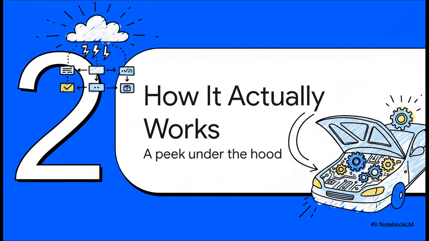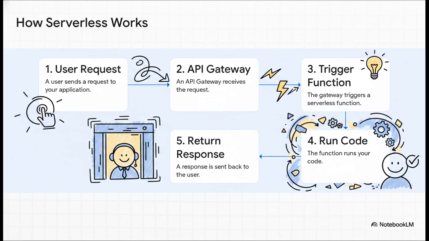Okay, so if we're not managing the servers, what is actually going on when a user clicks a button in your app? Let's move on and take a quick peek under the hood. It's actually a pretty simple and elegant flow. It all starts with the user sending a request. That request hits something called an API gateway. You can think of it like a digital receptionist. Its job is to figure out what to do with the request. It then triggers your specific serverless function, which is basically just a piece of code that was sitting there, waiting to be called. That function wakes up, runs your code, does its job, and sends a response right back to the user. Clean, efficient, and only runs when it's needed.